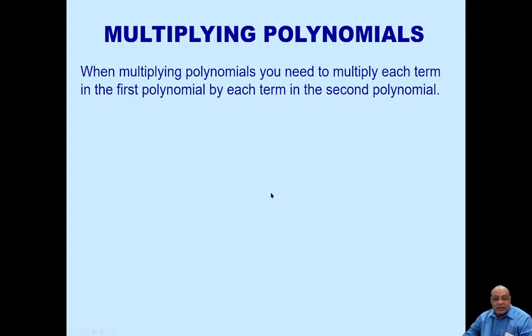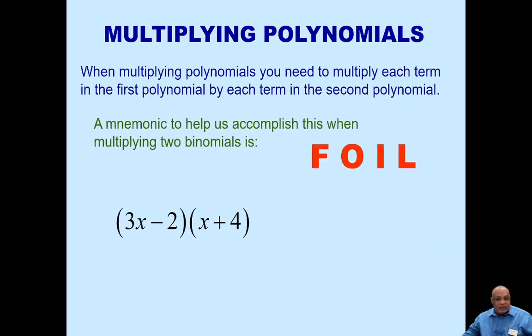The next concept is multiplying polynomials. When multiplying polynomials, you need to multiply each term in the first polynomial by each term in the second polynomial. Here, we're multiplying two binomials. You end up using a mnemonic to help us. It's called FOIL. You multiply the first terms, the outer terms, the inner terms, and the last terms.